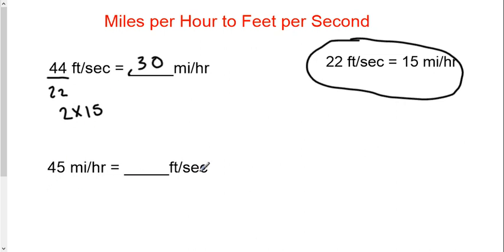45 miles per hour is how many feet per second? In this case, I'm going to say how many 15s is that, which is 3. I'm going to multiply it by the other one, which is 22, and I get 66 feet per second.